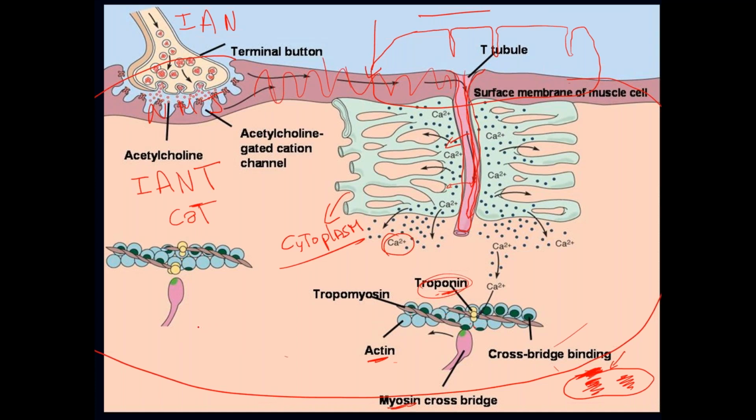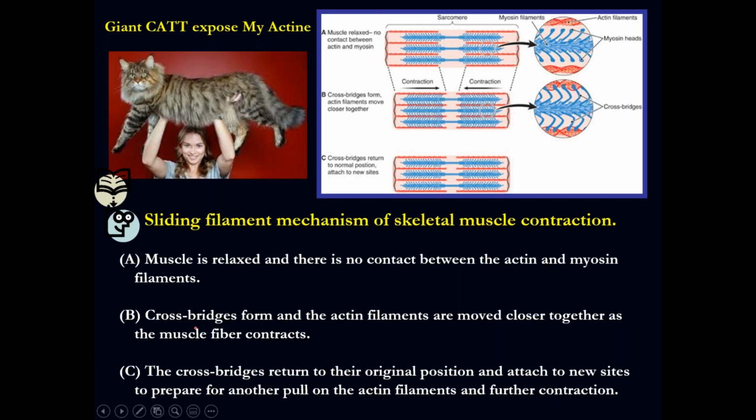All right, so let's see. Again, the mnemonic that we were looking at was this, right? The giant cat. If you see here in blue, this is the myosin, and what you see in red is the actin. So these actin and myosin are locked, but they are going to be released because of the presence of calcium.